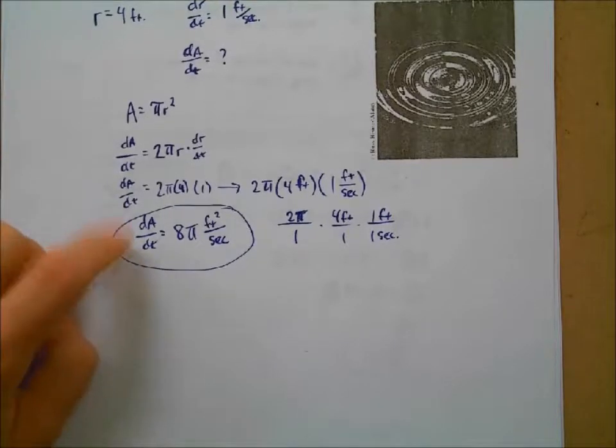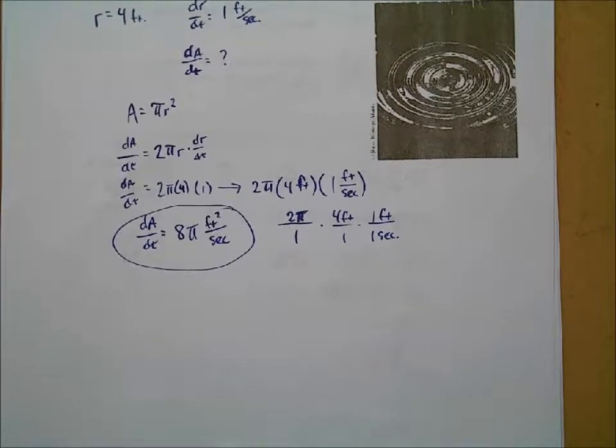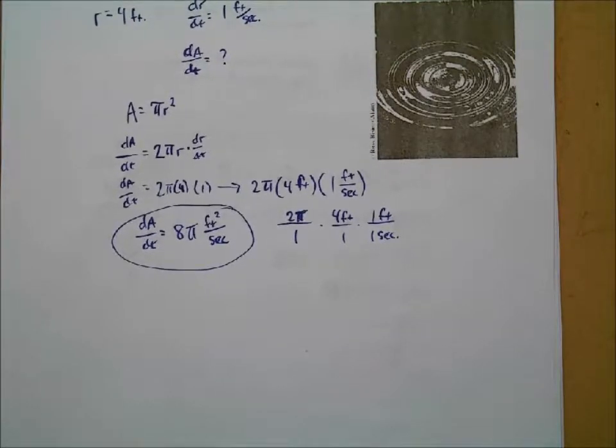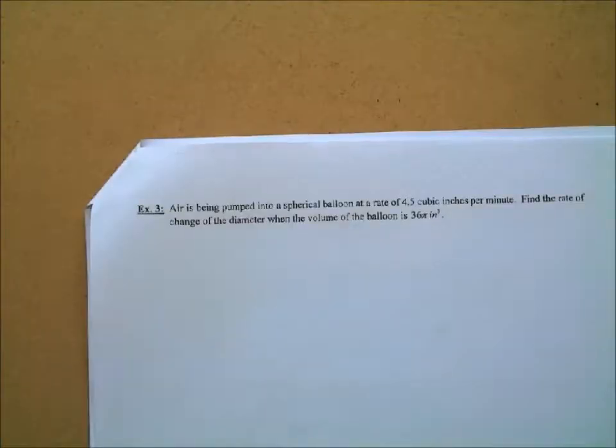Okay? Questions on that? That is the rate of change of the area with respect to time, if we suppose that the rate of change of the radius is 1 foot per second, at the time when the radius is 4 feet. Okay? So, questions on any of that? All right. Let's move on then.